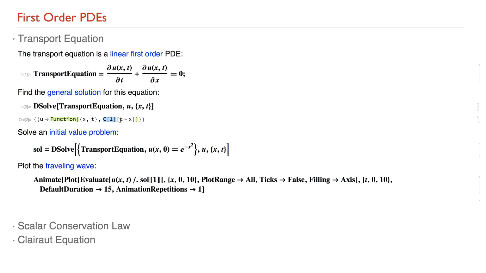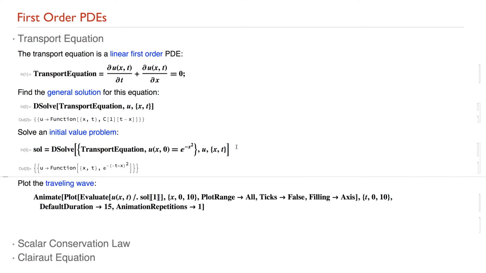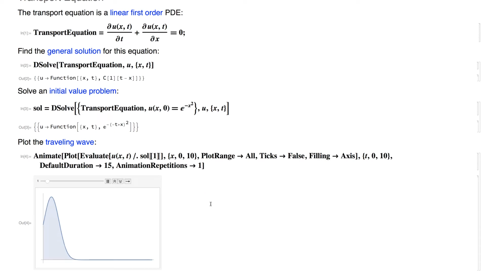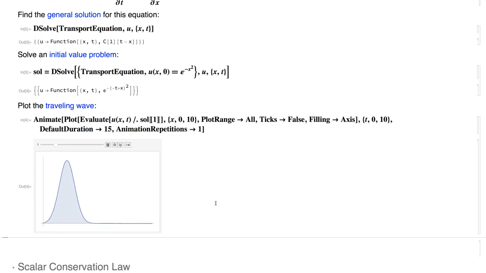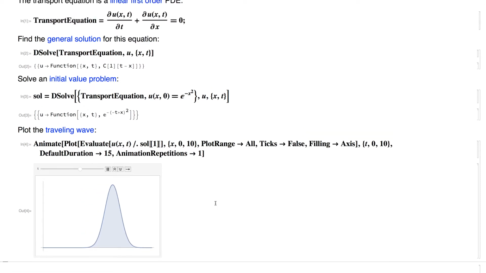So to find a particular solution, what you could do is to give an initial value, and once you've done that, then you get back a particular solution of the transport equation. And finally, what you can do is you can animate the solution in Mathematica, and you see that this is a wave traveling to the right. It's a very simple kind of solution, but the transport equation itself is quite fundamental to the whole area.